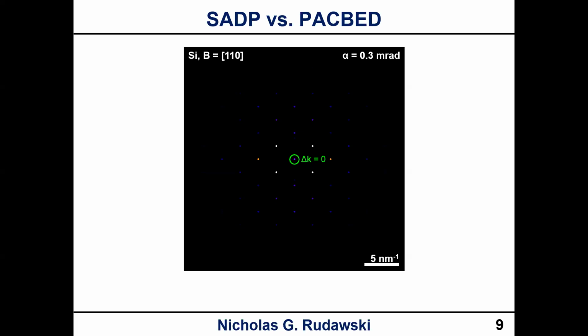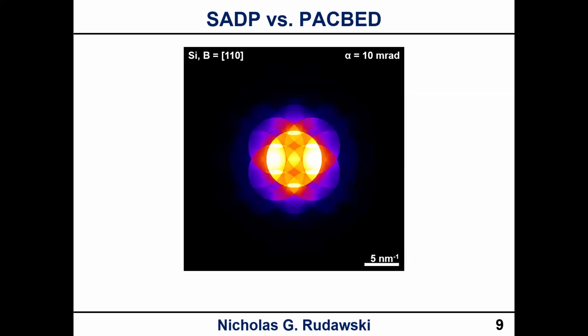The direct spot is indicated here. One of the things you'll notice is that it's not the brightest spot in the pattern, and this can often be the case depending on the nature of the sample and when you account for dynamical effects. But that corresponds to delta K equals 0, meaning there's no net change in direction of the electrons after they leave the sample.